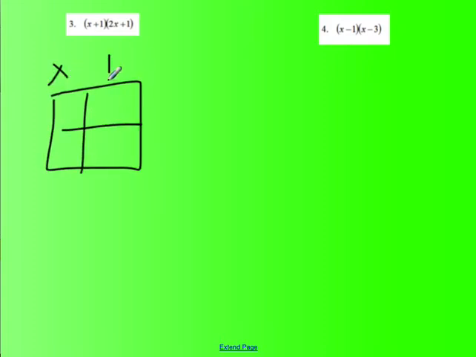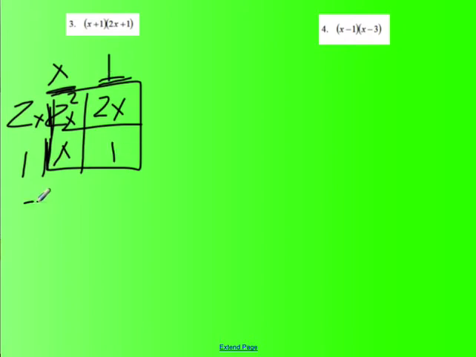So I have x plus 1 and 2x plus 1. So 2x times x, so I'm multiplying this row by this column, and x times x is always going to give me x squared. So that's going to become 2x squared. Then I'm taking 2x times 1, which is 2x. Then I'm taking 1 times x, which is x. And then I'm taking 1 times 1, which is 1.